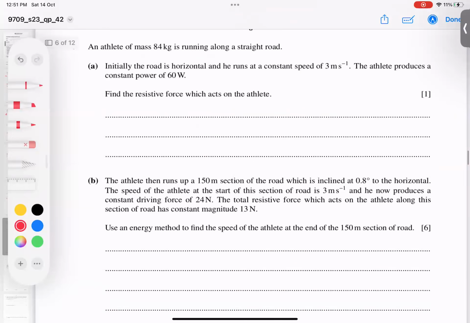Question number 4, I'm going to start now. For question number 4, he's saying here, an athlete has a mass of 84 kilograms, running on a straight road. It means a straight road is like this, and he's running at a constant speed. So speed is constant at 3, and it produces a power of 60 watts. Find the resistive force.